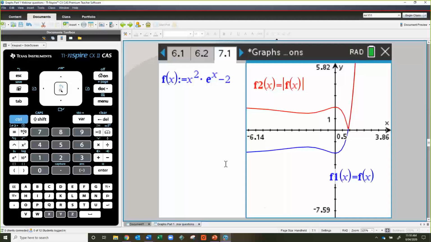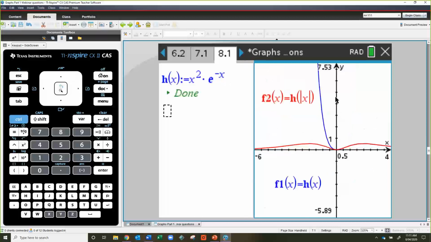Next concept we look at are the graph modulus of f in x and f in modulus x. So I have defined my blue graph as x squared e to the power x minus 2. So that's the blue graph. And the red graph is the absolute value of f in x. So we know the modulus is always positive. So whatever was below the x-axis needs to be reflected. So whatever was above, say, this blue part, stays, and whatever was below gets reflected.